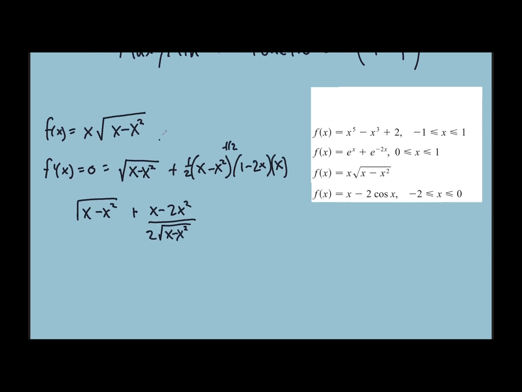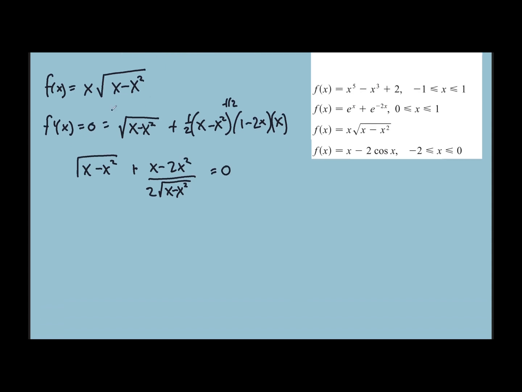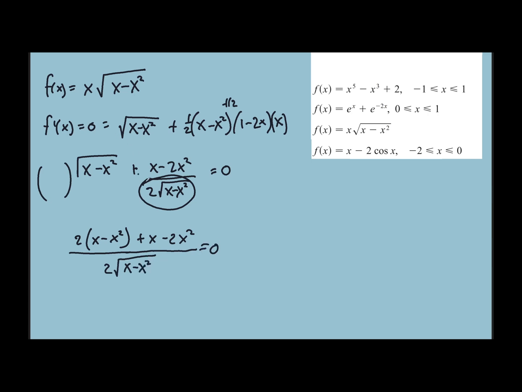If we want to put these together, because they're still going to equal 0, then I'm going to multiply top and bottom by this guy here. That should make sense, right? So that'll become 2, and a root times a root is just the inside, so x minus x squared. And then it's going to be plus x minus 2x squared, and that's all going to be over 2 root x minus x squared equals 0.